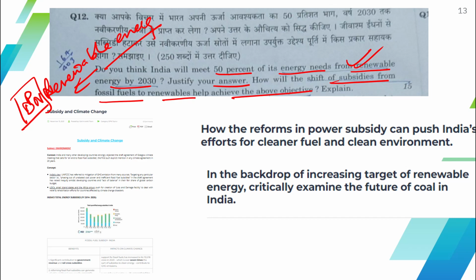So you can only answer this using data. Without facts you cannot answer this question. You have to tell what is the present status, what is the target for 2030, and what the growth in renewable energy should be every year to meet that target. If you have the facts, it is easy to answer. If you do not have the facts, you will just vaguely write something. So facts are very important for General Studies Paper 3. Without facts, it is impossible to write this first part.